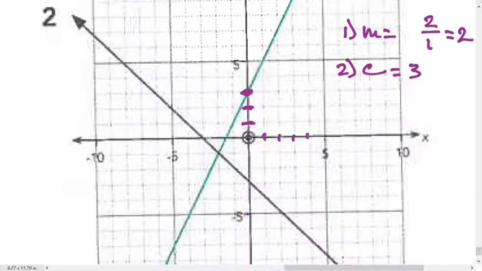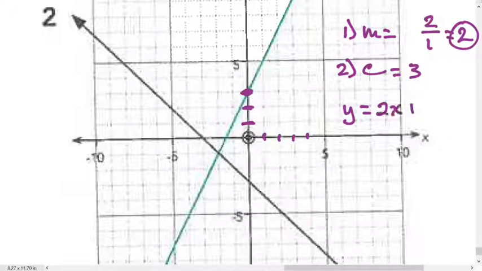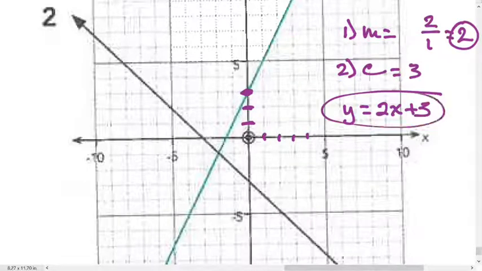All right. Now, for line 1, y equals, what am I going to put in place of m? So 2x plus what? 3. There's my first equation. We'll put it in the right spot in just a second. Let's get them first.